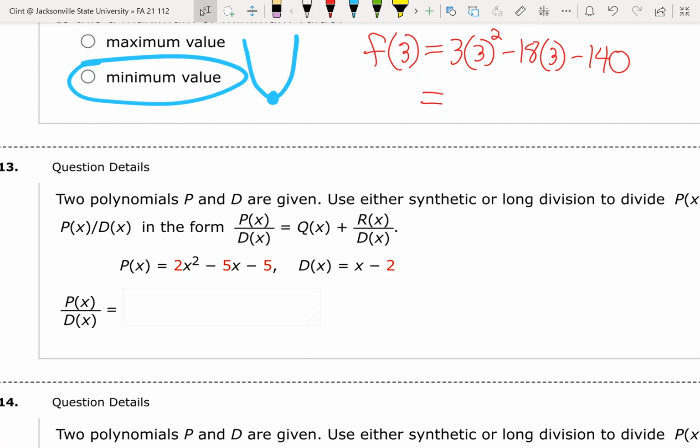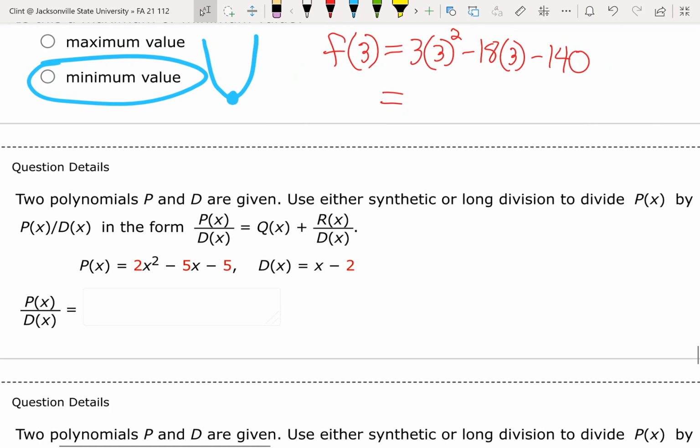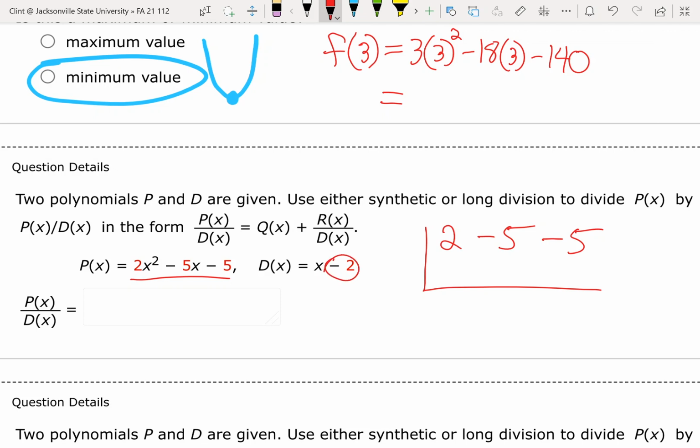We've got some polynomial division to do here. Seems like most of you like synthetic division, so I'll do these with synthetic. You can do both of these either way. So this one, I'm looking at my coefficients. My coefficients are 2, negative 5, negative 5. Not missing any powers of x, so I don't need a placeholder. Take the opposite of that one. 2 turns into positive 2. Bring down my first number.